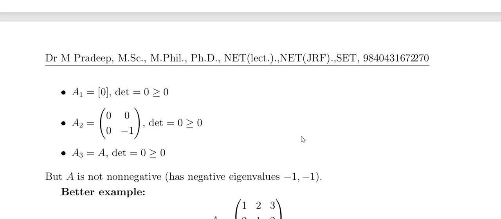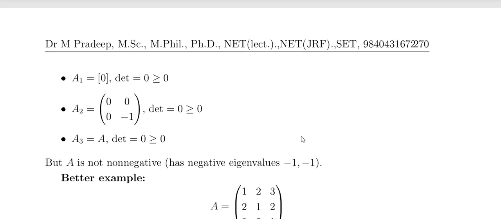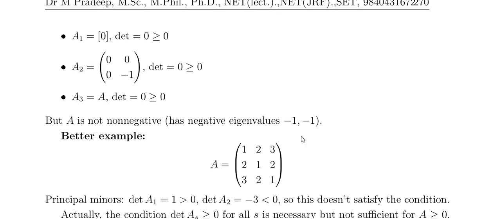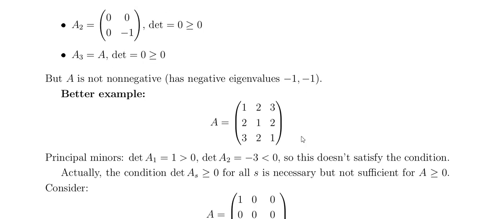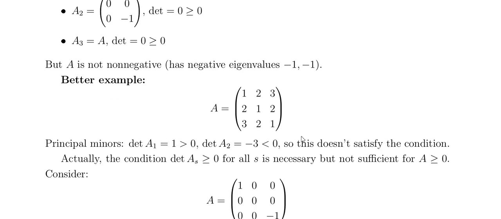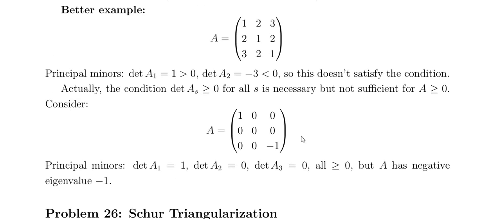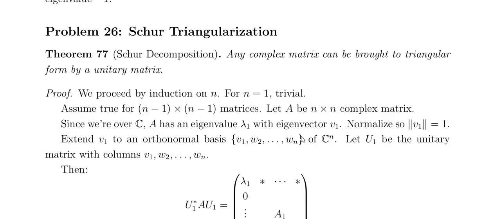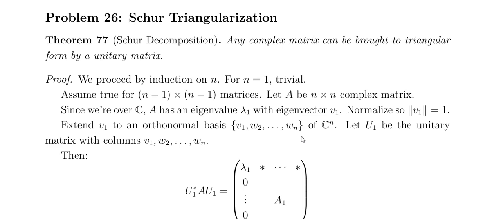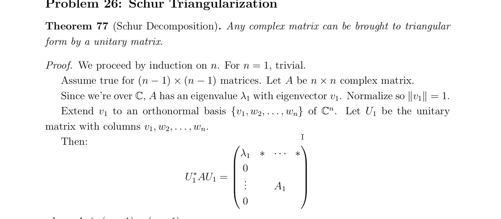So A1, A2, A3 is equivalent to A. That is, determinant is 0. Any complex matrix can be brought to the triangular form by a unitary matrix.